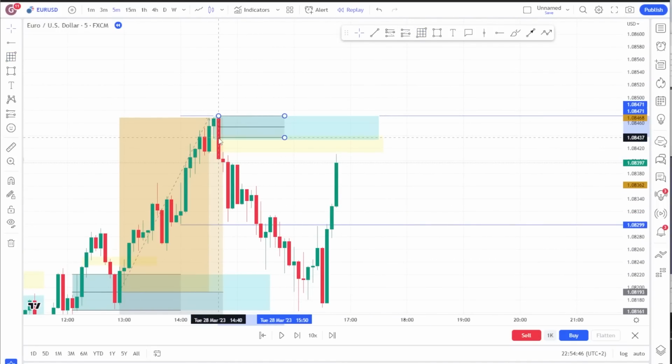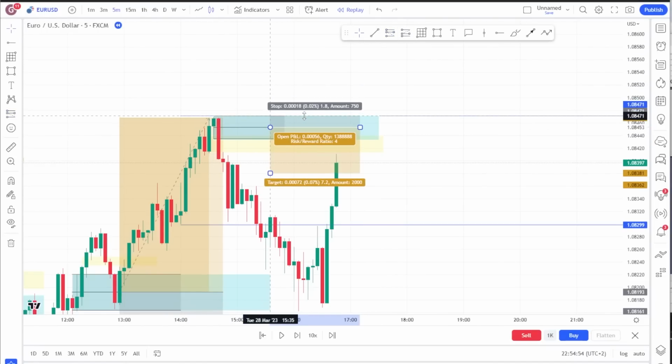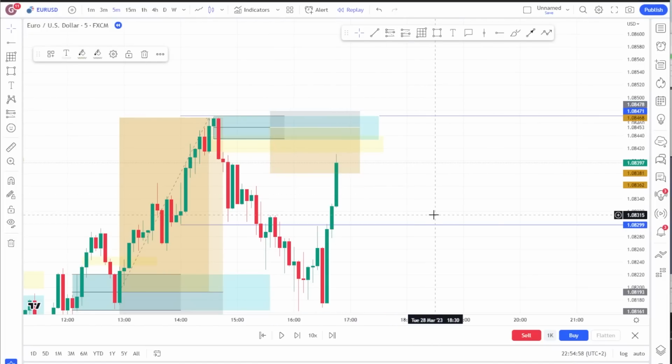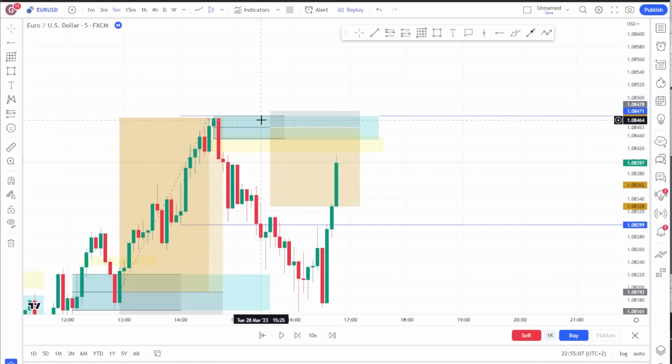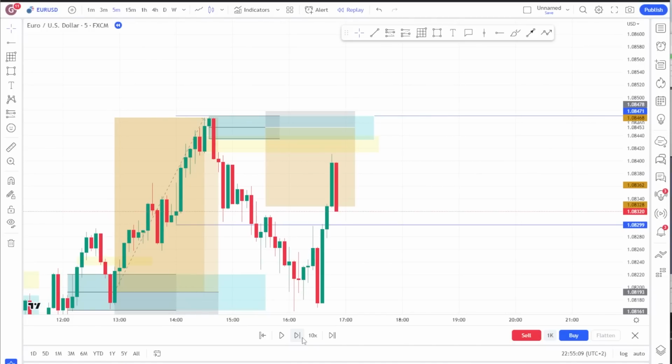So we would enter on the 50% of this order block, and we will give it a 0.5 above and look for 1 to 5 risk reward. You can see this candle looks pretty aggressive, so let's see if this plays out.